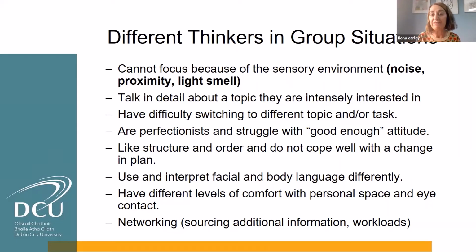Using and interpreting facial and body language differently. So the person just literally may not be able to interpret what looks like joy or sadness in a face. They will certainly feel it and probably feel it more than a neurotypical person, but it is a bit of a struggle to really work out what that face signal is saying. Also, different levels of personal space. So all of these things can make group situations difficult.